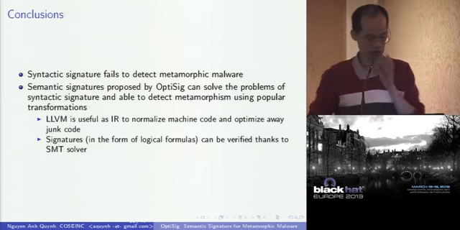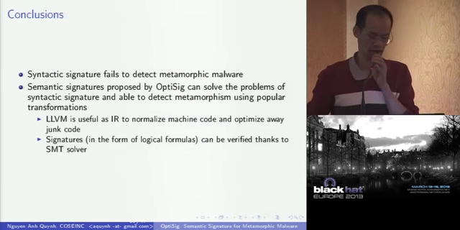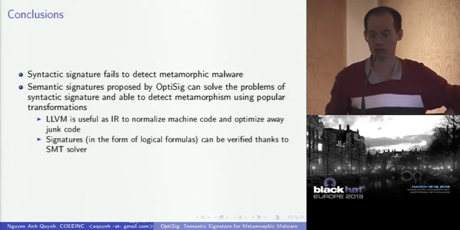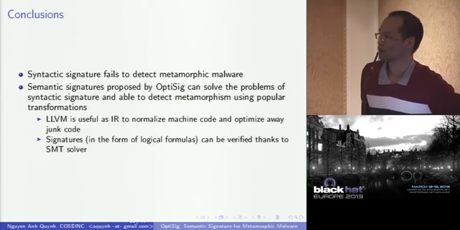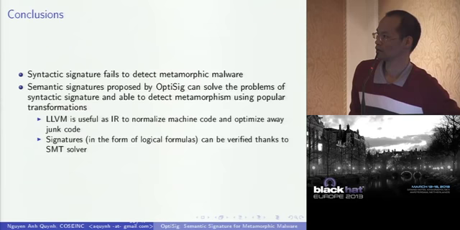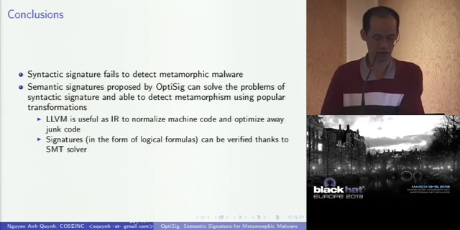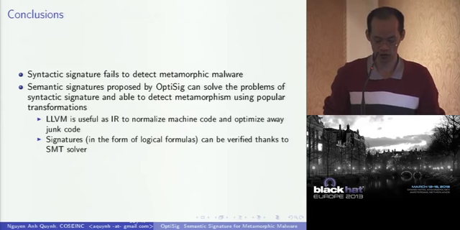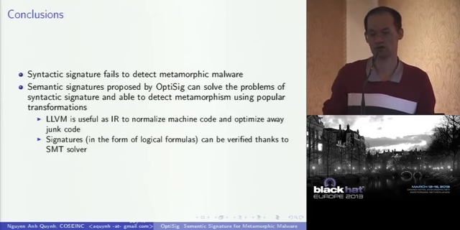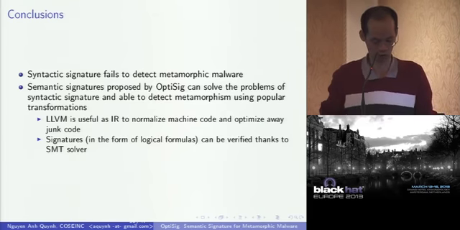Okay, here comes the conclusion. Syntactic signatures totally fail to detect metamorphic malware. And we propose OptiSig, which is a semantic signature, and OptiSig can solve the problems of syntactic signatures, and we can detect the metamorphic malware which uses popular transformations, the 4 transformations I introduced.